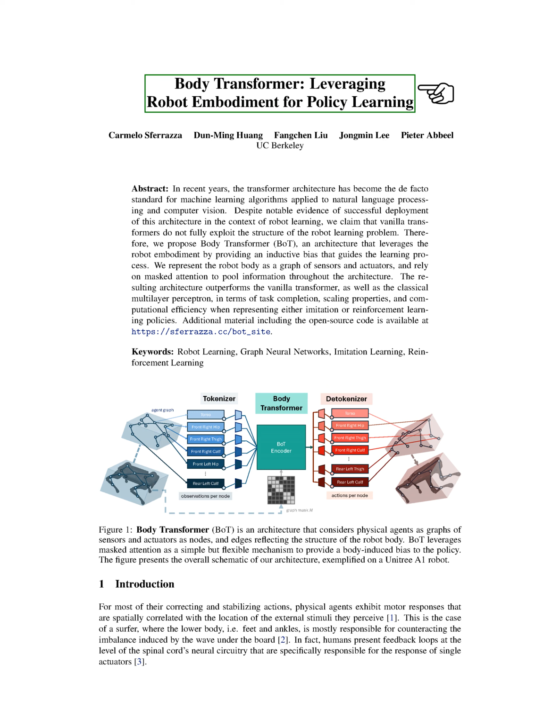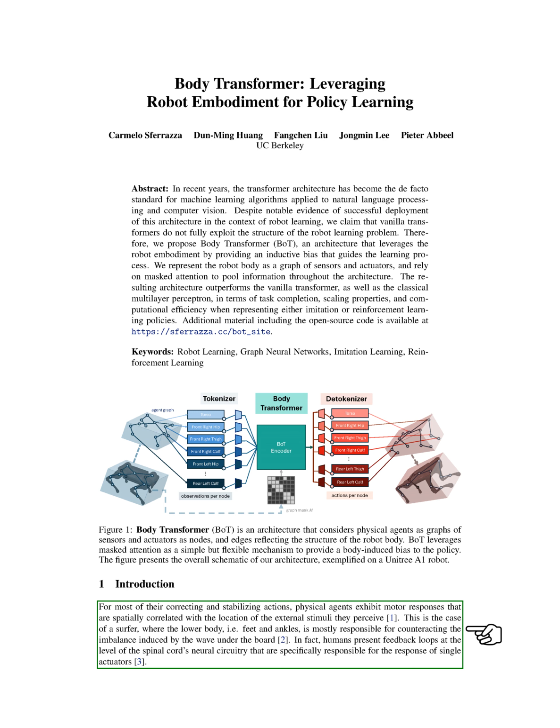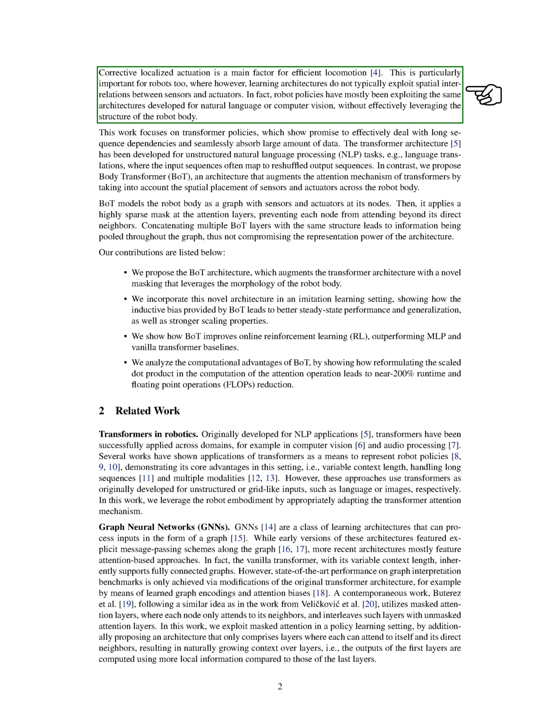Section: Introduction. In this section, we introduce our work on how physical agents, like humans, respond to external stimuli with motor actions that are closely linked to the source of those stimuli. For instance, when surfing, the lower body, particularly the feet and ankles, plays a crucial role in maintaining balance against the waves. We note that humans have feedback loops in their spinal cord that help manage these responses effectively. This localized corrective action is vital for smooth movement, a principle that also applies to robots.